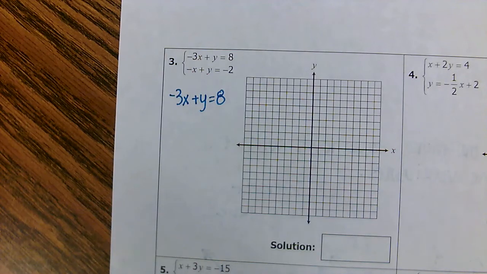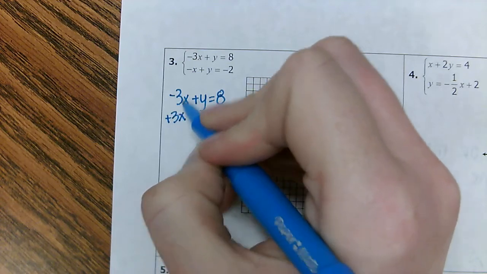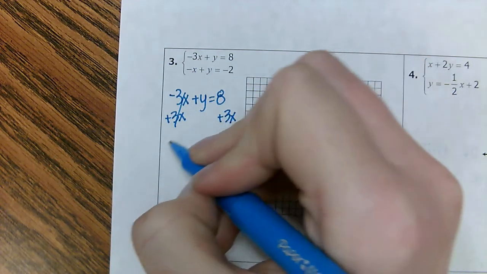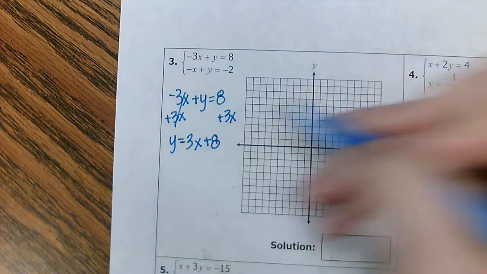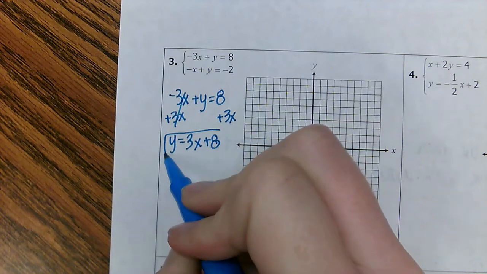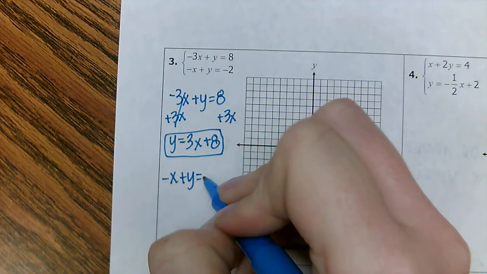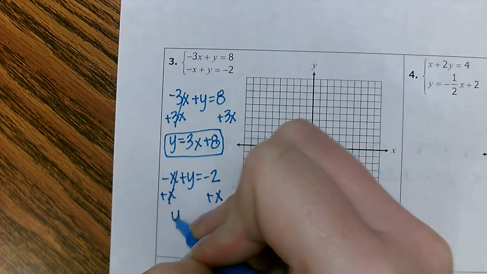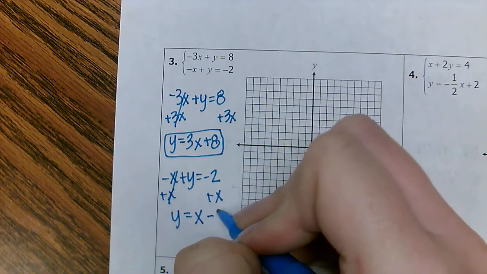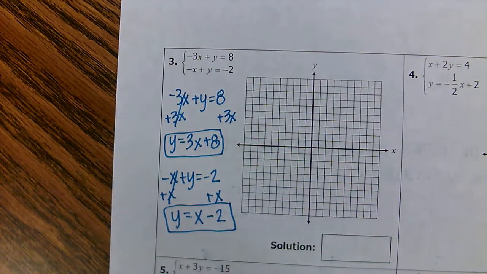So to put the first one into slope-intercept form, I'm going to do the opposite of minus 3x, which is plus 3x. So I have y equals 3x plus 8. That's one of them. And I need to solve the other one. So negative x plus y equals negative 2. Add x. Y equals x minus 2. Now these need to be graphed so that we can check the solutions.